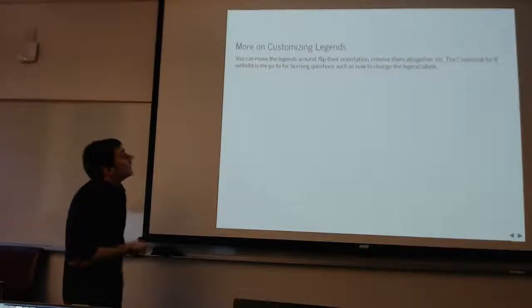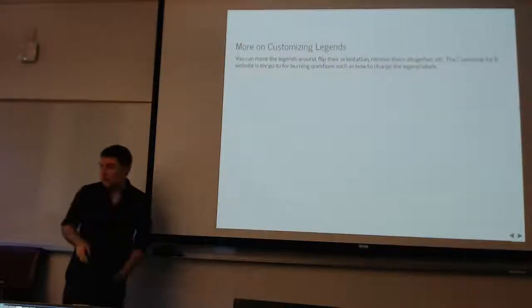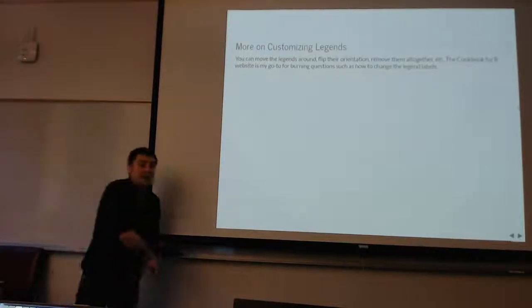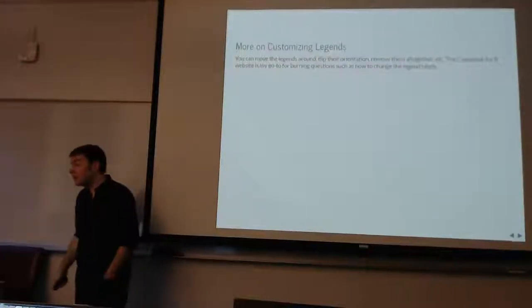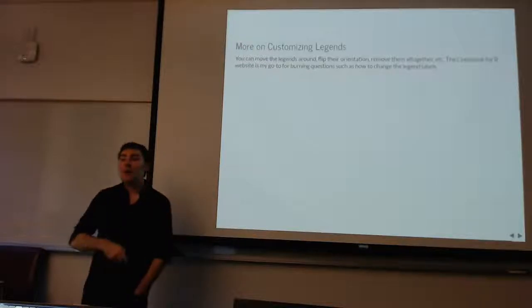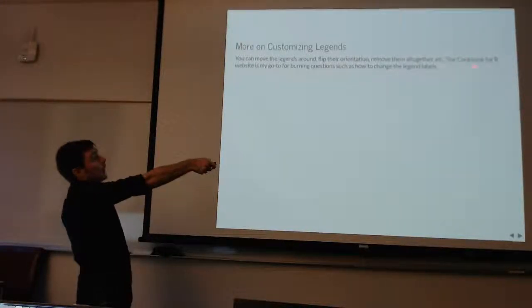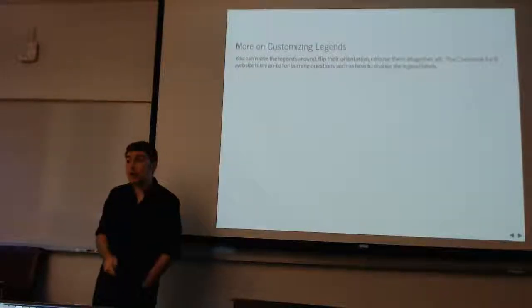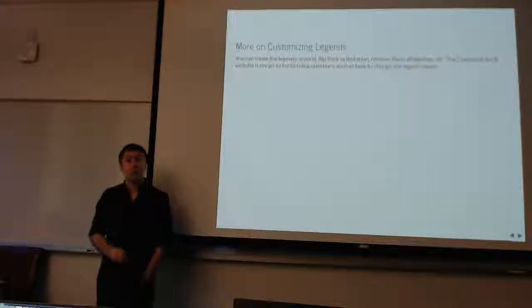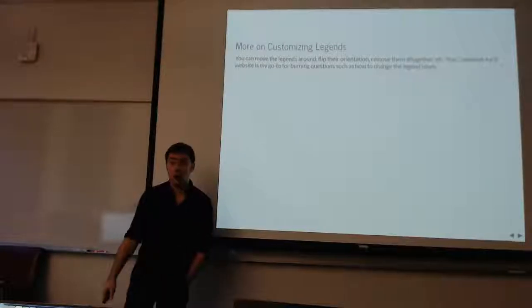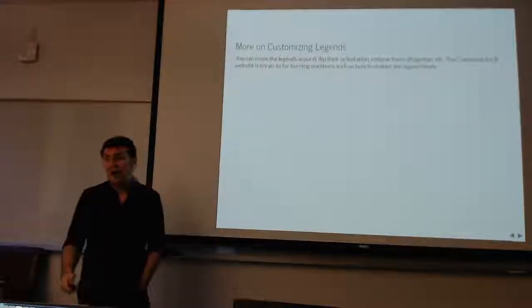So, on customizing legends, we can do things like move our legends around, flip their orientation. If you don't want a legend, remove it. The place to go for tweaking ggplots in general, and especially legend stuff, is the website for the cookbook for R. If you click on that link, it'll pop up a website that has basically most of the contents of the actual R Graphics Cookbook text.